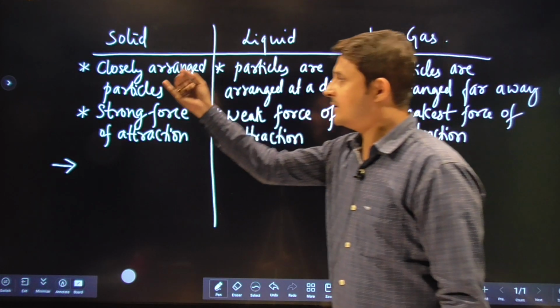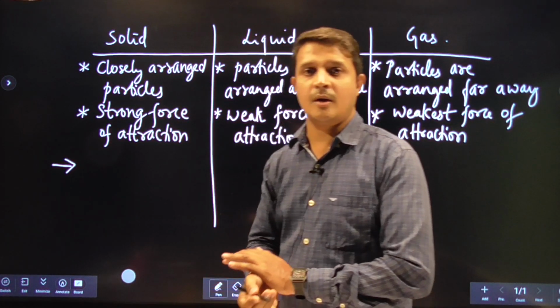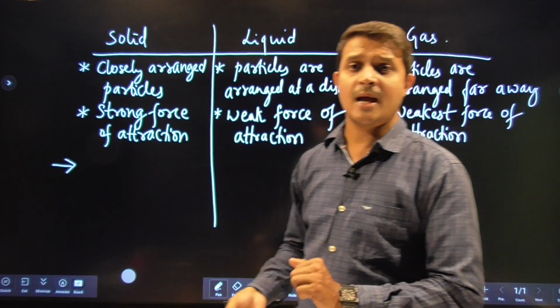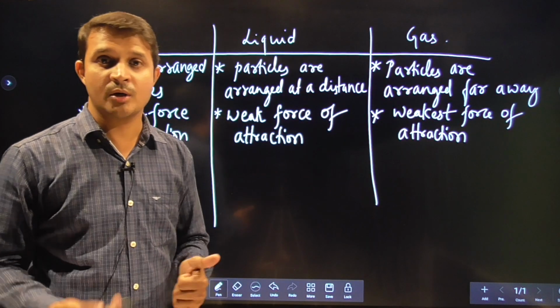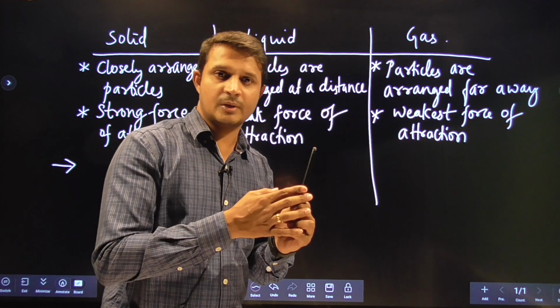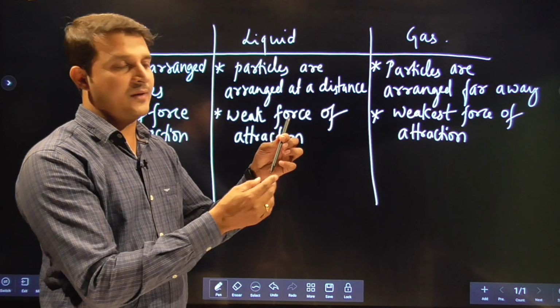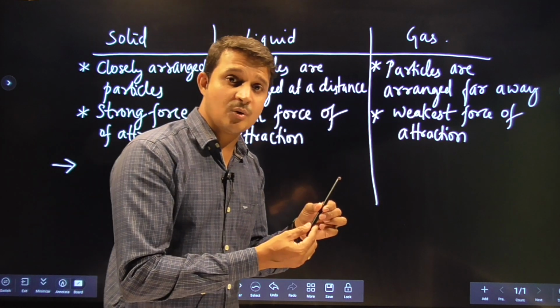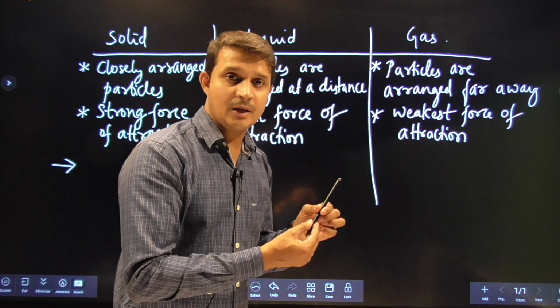Okay, so let's see what the properties of a solid are. Solids have a definite shape. You may have observed this. If you take this pen, this is a solid right now. So it has a fixed shape and it also has a fixed volume, right?